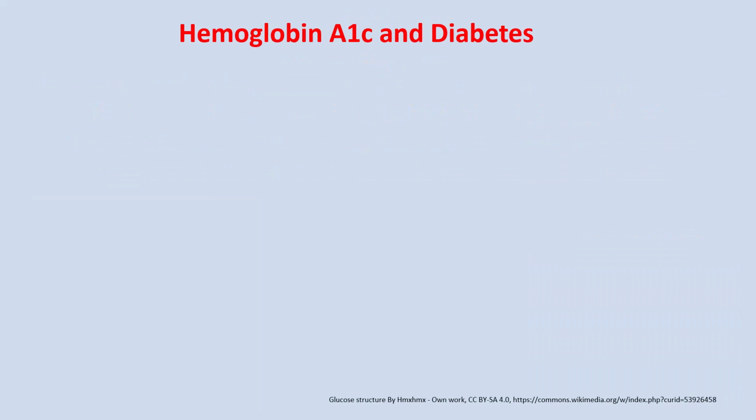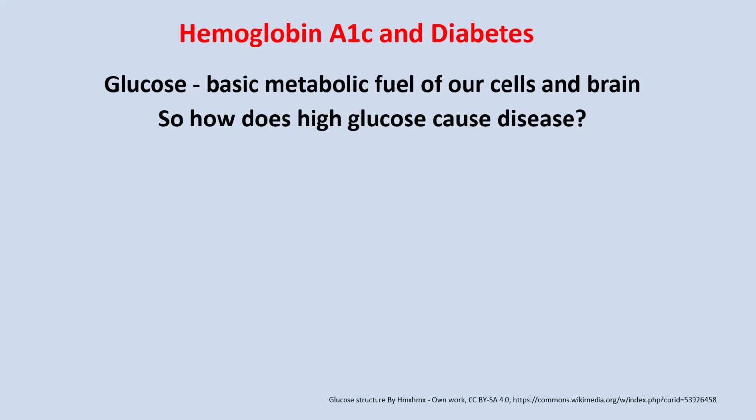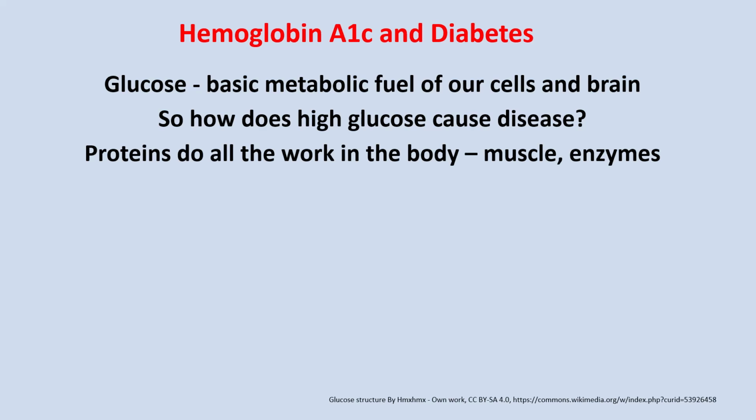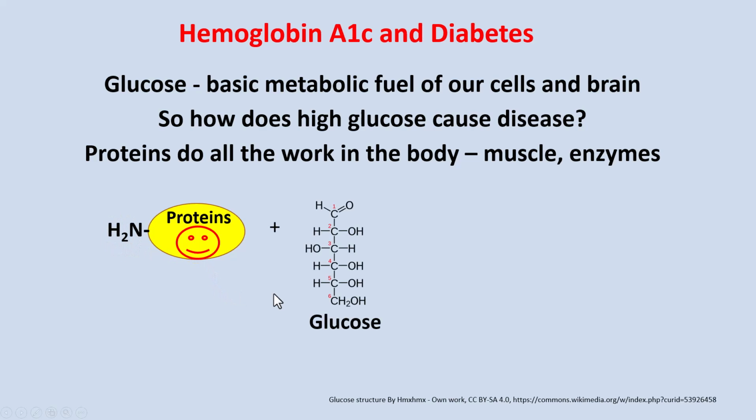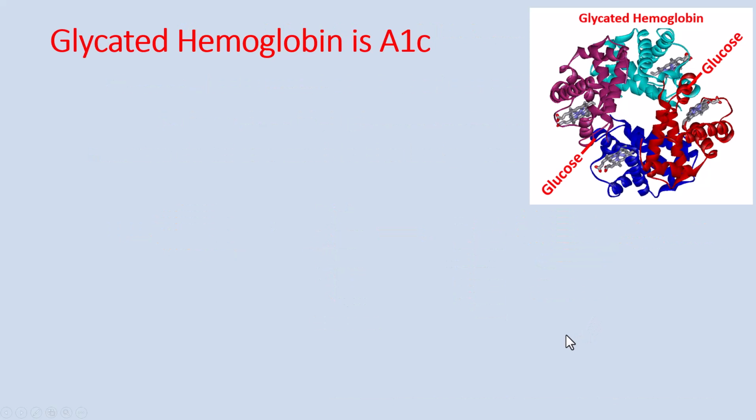Hemoglobin A1c and diabetes. Glucose is the basic metabolic fuel of our cells and the brain. We need it. So how does high glucose cause disease? Proteins do all the work in the body, such as muscles and the enzymes that do our metabolism. Proteins have amino groups on them, and they're happy with that. However, glucose will attach to those amino groups and make them unhappy. Glycated proteins. This results in inflammation and tissue damage, which is all bad.